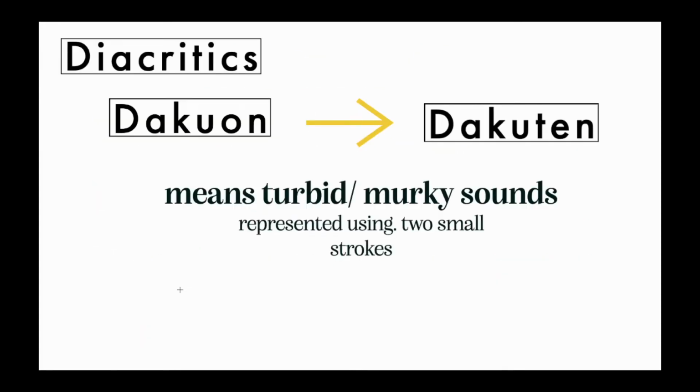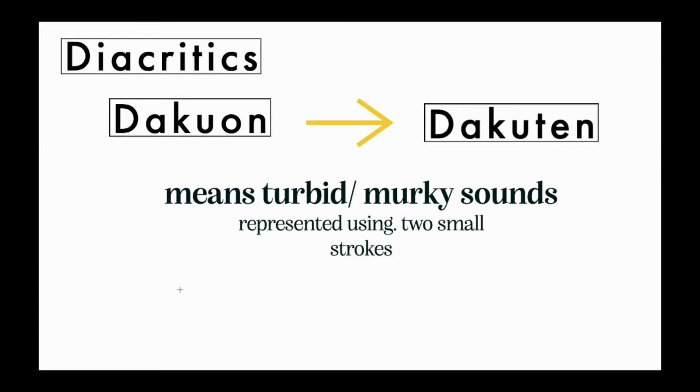So dakuten. In general, on means sound in Japanese. So dakuten means there will be 2 extra strokes added to the existing consonant character, any hiragana or katakana character that we're already familiar with. When these additional strokes are added, a voiced sound will be produced. So what does that mean?